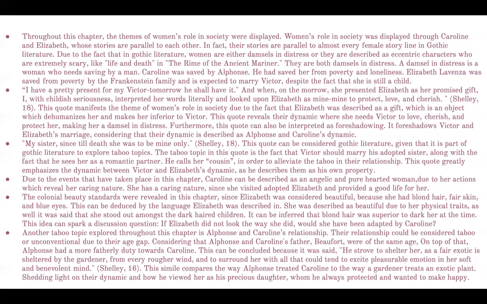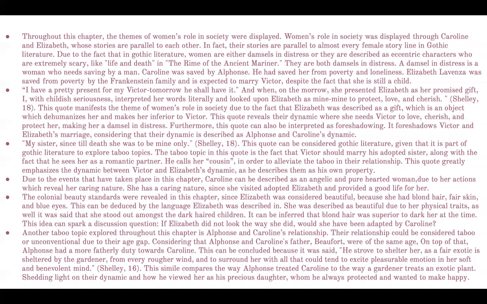And another taboo topic explored, and as I previously mentioned, taboo topics are usually explored in Gothic literature. So Alphonse and Caroline's relationship is really taboo because it's more like a father and daughter relationship instead of a wife and husband relationship. Because as we know, Beaufort and Alphonse were really good friends, meaning that their ages are really similar, if not the exact same. Therefore, Alphonse and Caroline's age gap is the same as a father and daughter's age gap.